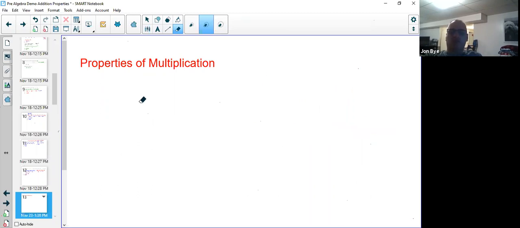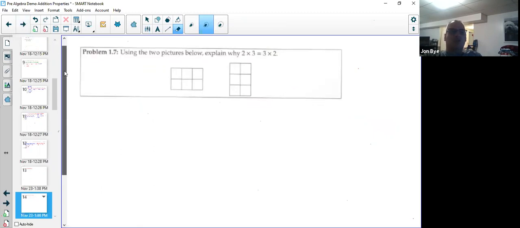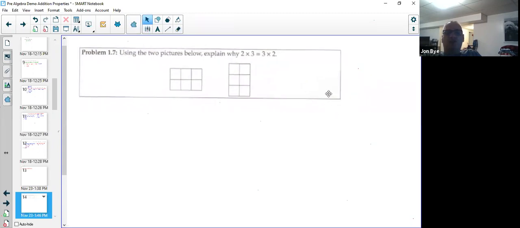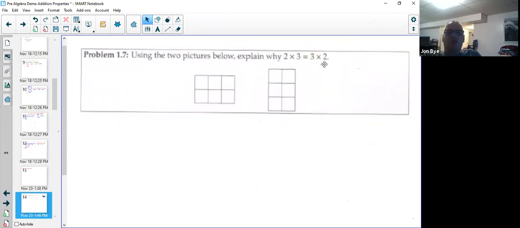So we've looked at addition properties and multiplication properties. Now we want to look at these two pictures and explain why this works again, but with multiplication. So we're trying to show why 2 times 3 equals 3 times 2.